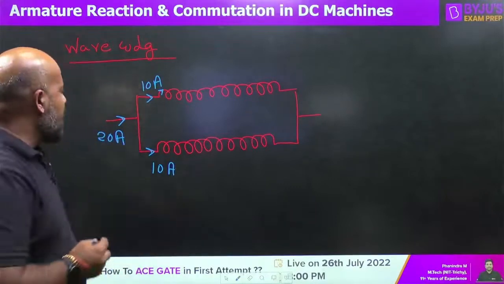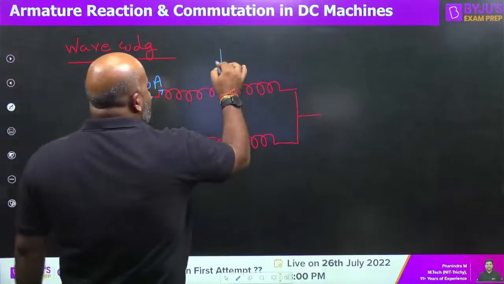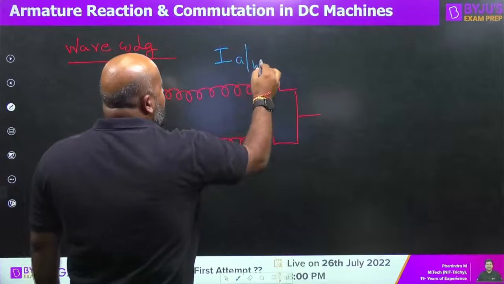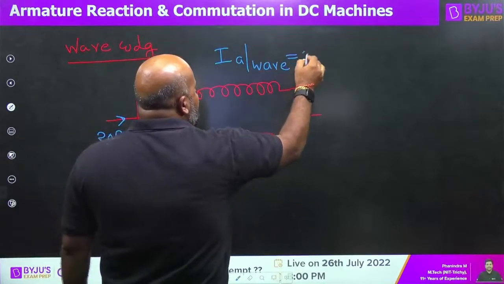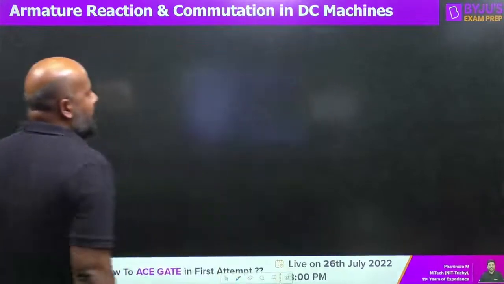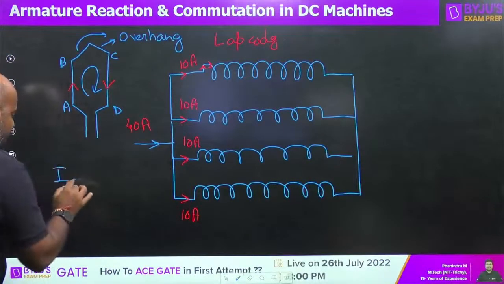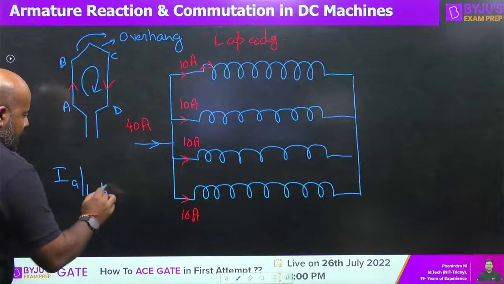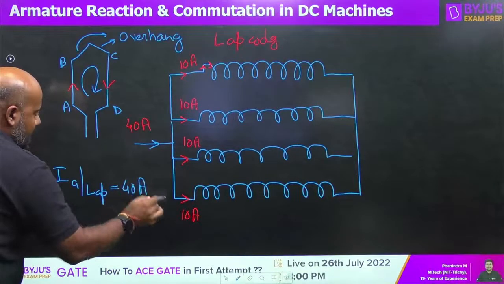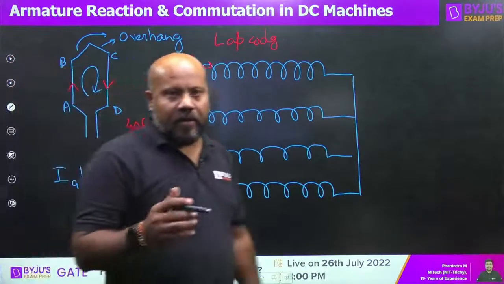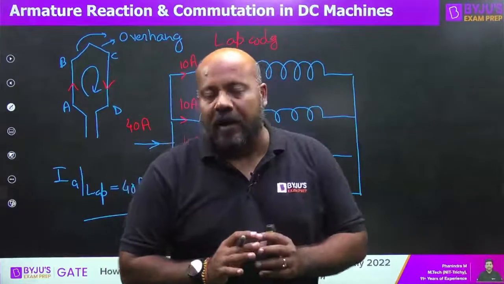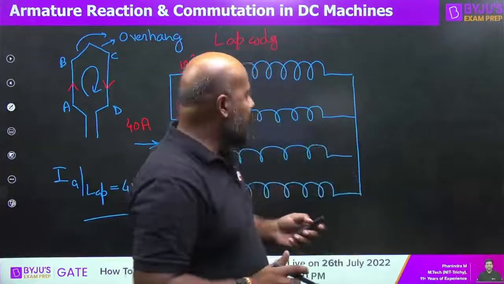Good evening, good evening. So I have calculated till now what is the armature current for the wave wound machine, and that is 20 amperes. And what is the armature current for the lap wound machine? That is 40 amperes. Now I want to relate the armature resistance for lap and wave wound machine. How can I do that?